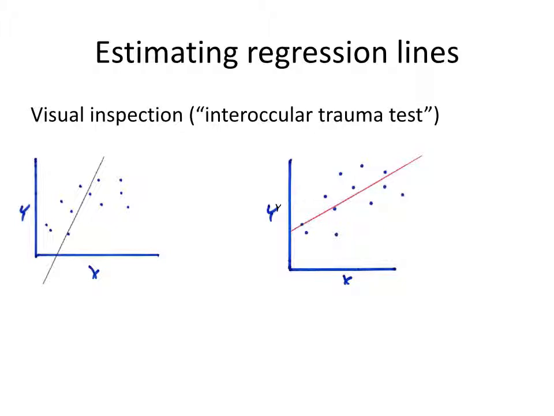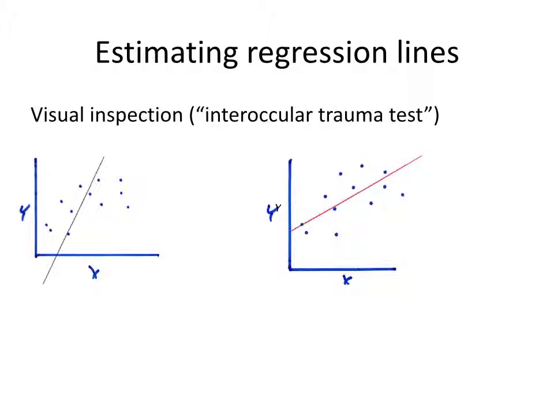How do we compute the intercept and correlations for regression? Conceptually, we can think of this as a visual inspection, and in some cases a visual inspection is a reasonable approximation. This is sometimes jokingly referred to as an interocular trauma test. We're essentially putting lines on scattergrams in such a way that the line seems to fit the data.